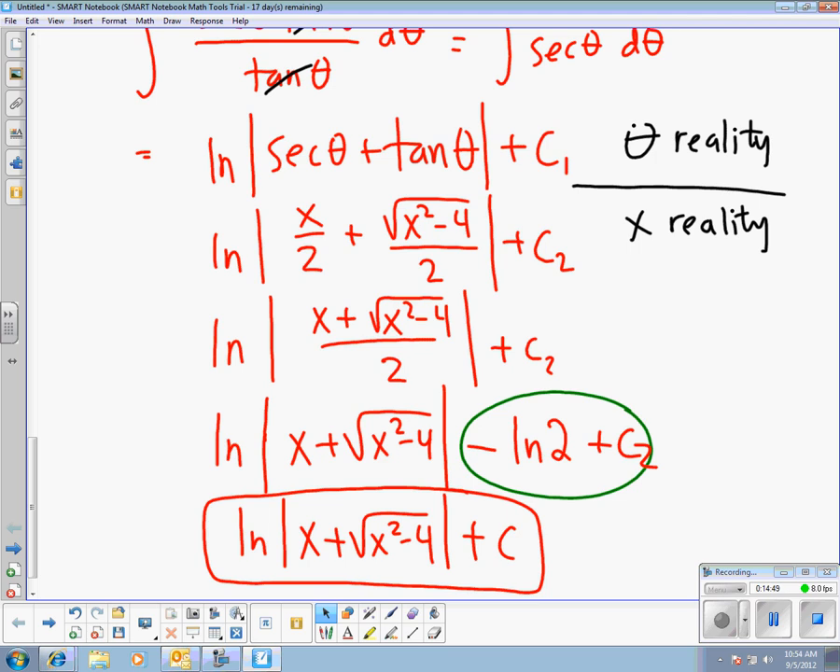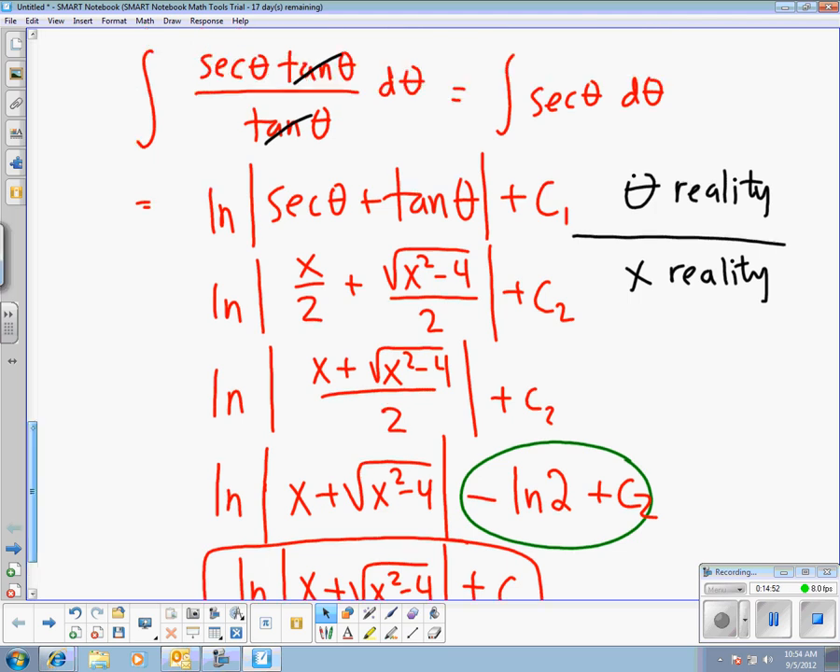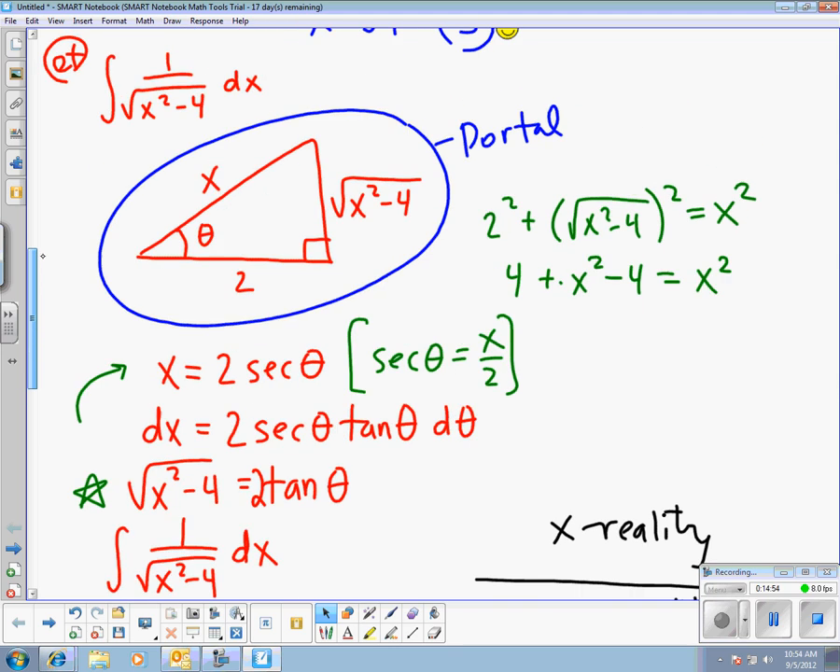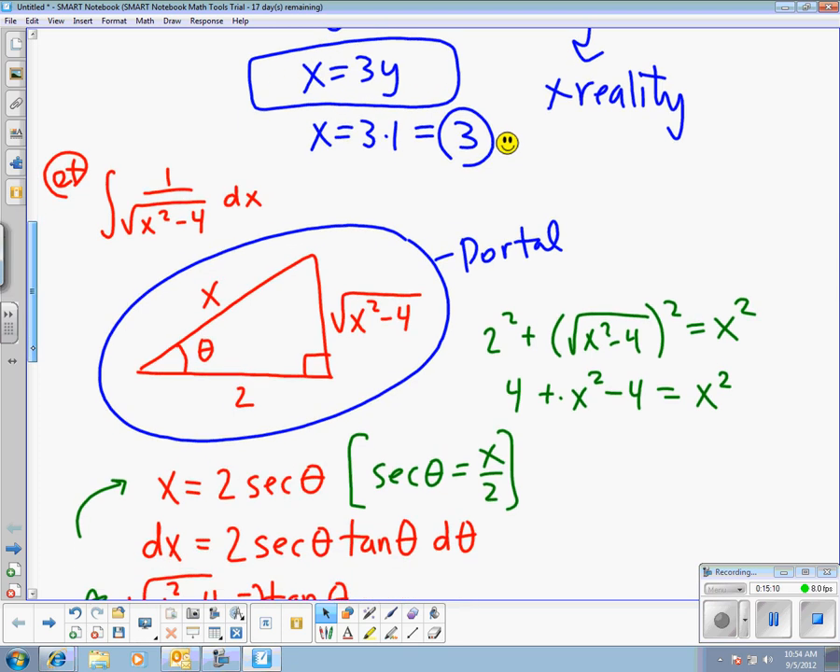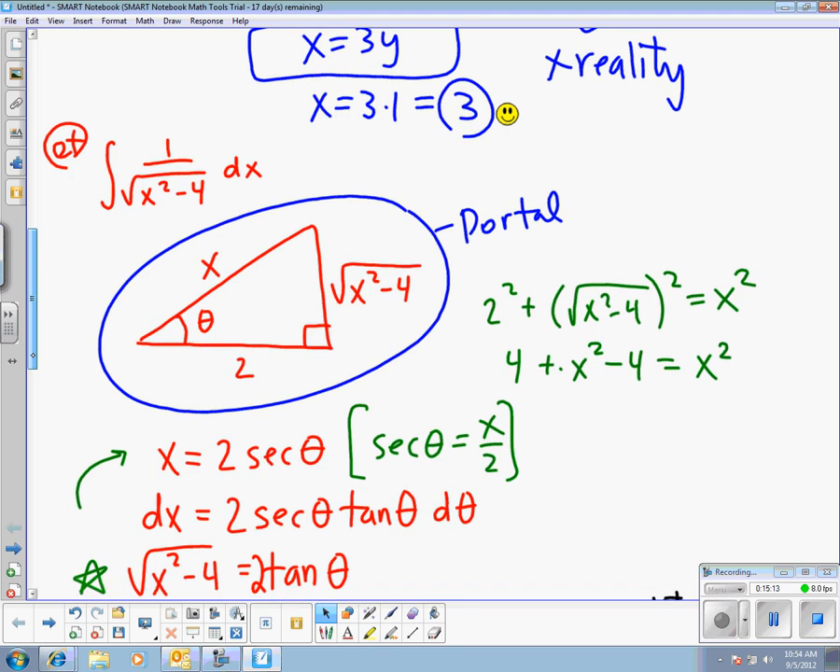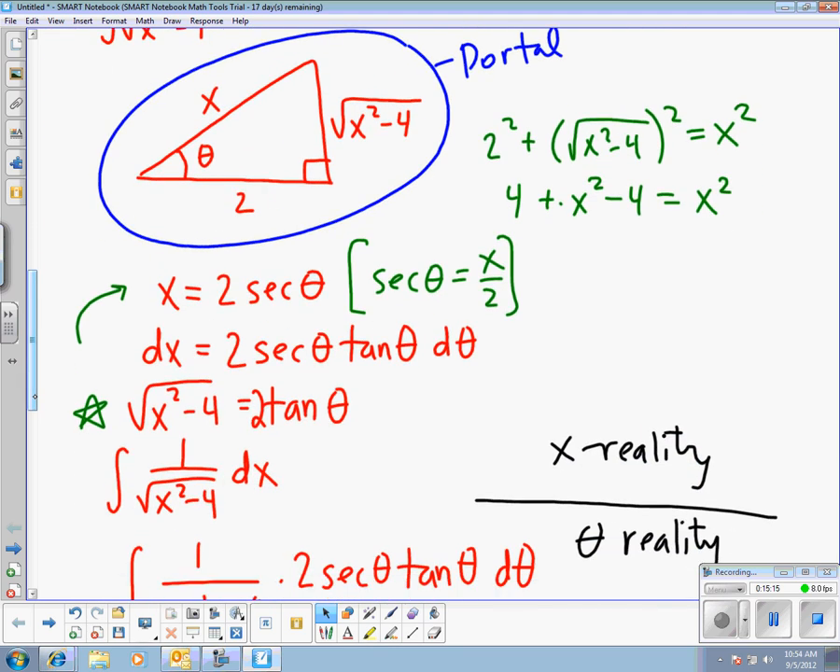All right, so just a quick recall of that whole thing. I've got an integral that I can't deal with right here, 1 over this square root. I set up this triangle because that's the rules that are listed in my book. When I have that square root, I use that triangle. So we'll work on memorizing those. But for now, just realize that this triangle is the doorway between worlds. That triangle gives me all of these relationships between x and theta.